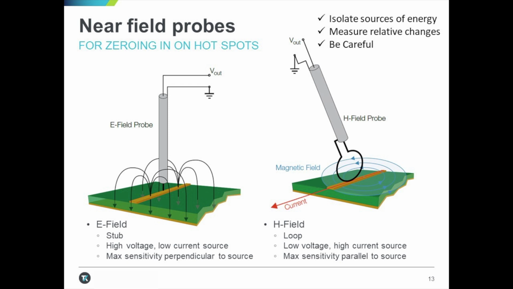E-field probes function as small monopole antennas and respond to the electric field or voltage changes. When using these types of probes, it's important to keep the probe perpendicular to the plane of measurement.